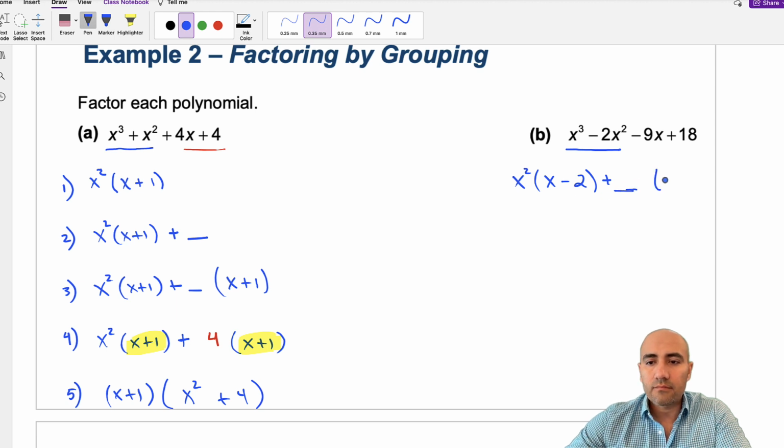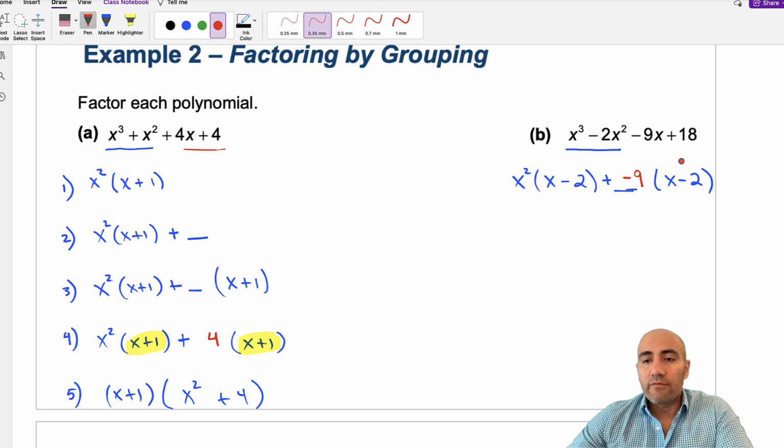copy x minus 2, and then I fill in the blank. So I haven't really focused on the last two until this stage, and now the last two, I've got to think what can go in here to make this a true statement. Blank times x equals minus 9x, so that's got to be a negative 9. Negative 9 times x gives you a minus 9x, and negative 9 times negative 2 gives you a positive 18.